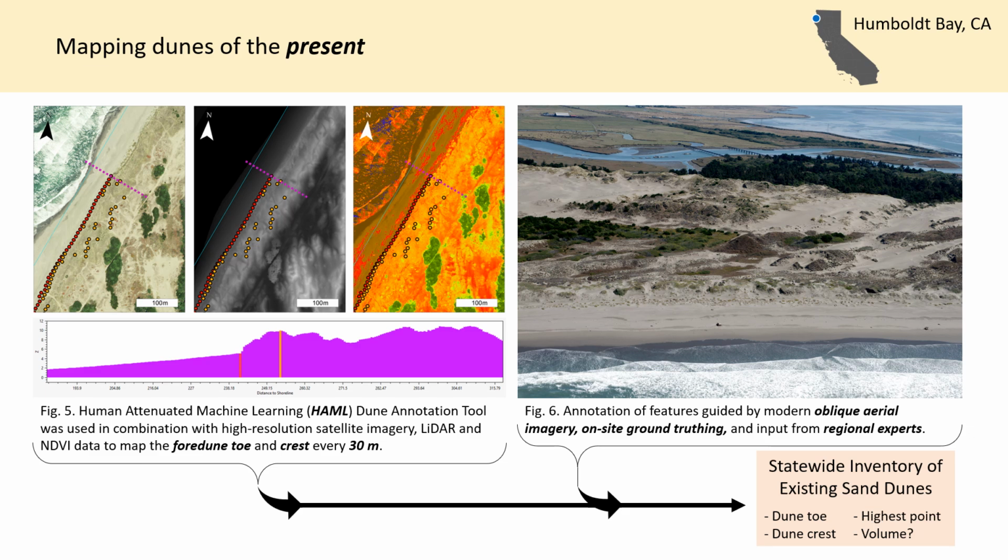This was then compared to an inventory of existing sand dunes that was created using high-resolution satellite imagery, LiDAR and NDVI data in combination with HAML, a novel machine learning tool that allows the accurate annotation of key dune features. This includes the dune toe and the dune crest, which were mapped every 30 meters along the entire coastline of California, creating a really rich data set.